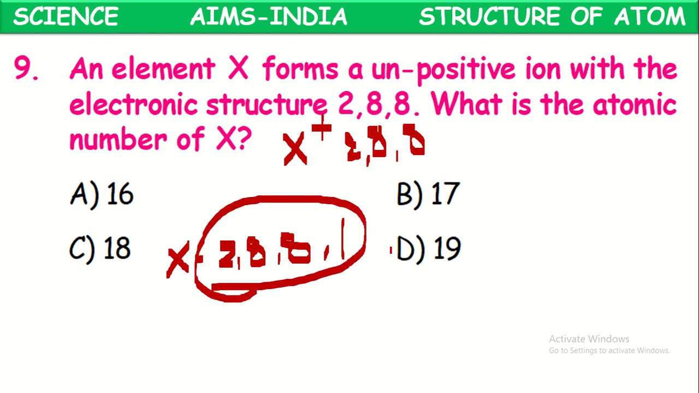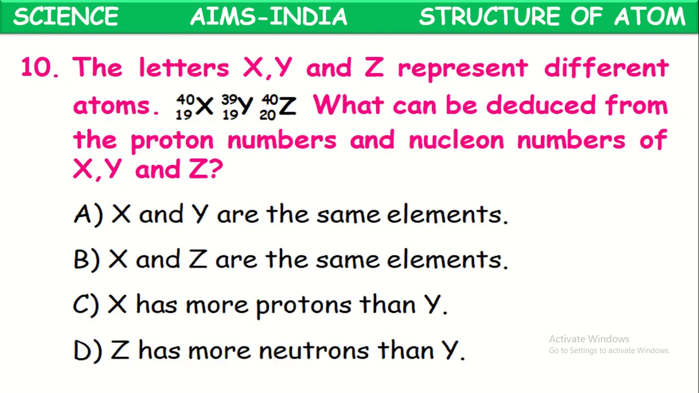Totally how many electrons are there? 19 electrons. So the atomic number of that element in the neutral state will be 19, because for neutral atoms, the number of electrons is also equal to the atomic number. So in the neutral state, X has 19 electrons. Hence its atomic number is 19. That is potassium.